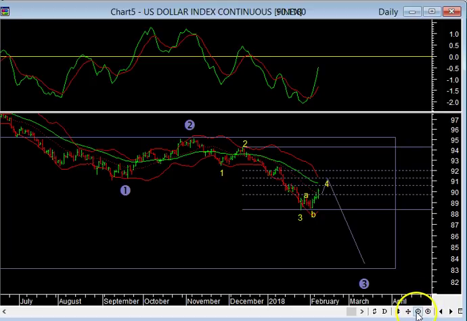So anything that happens in any of those other markets will be their own trend, standalone, and they may deviate from what the dollar is doing short-term. And so keep that in mind.